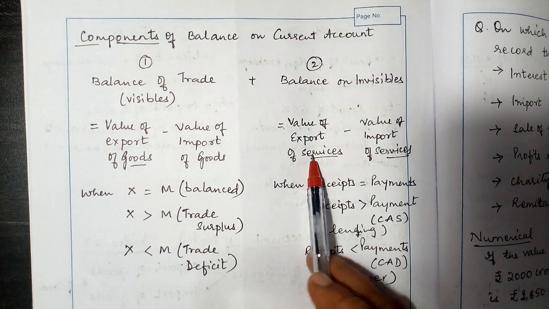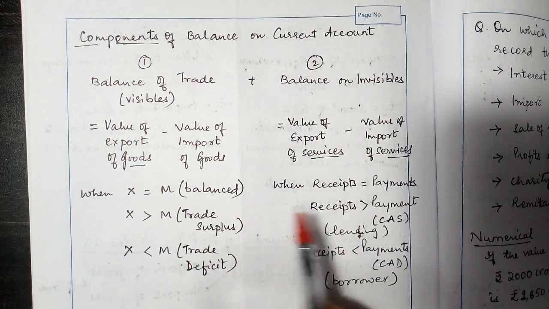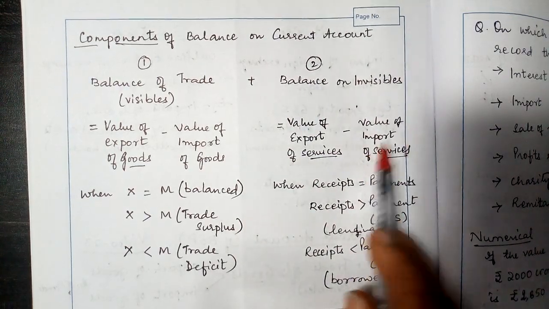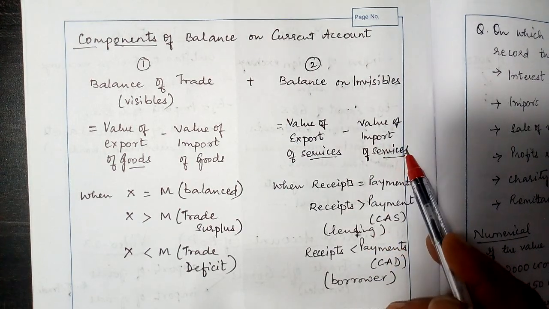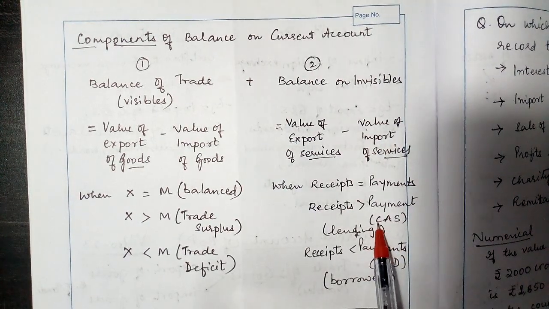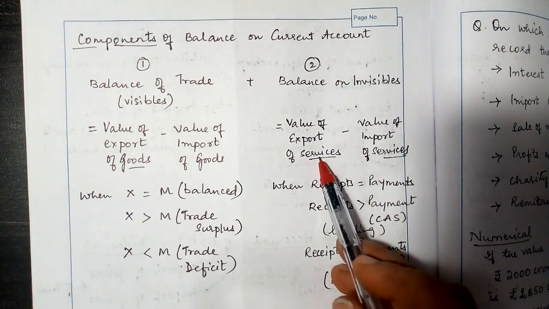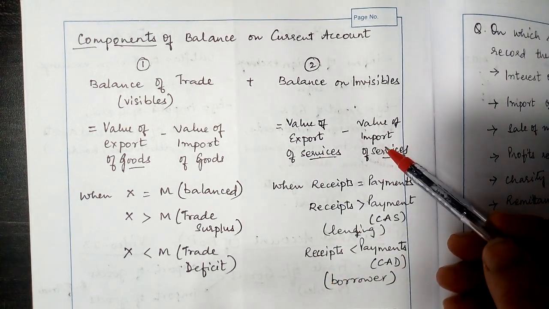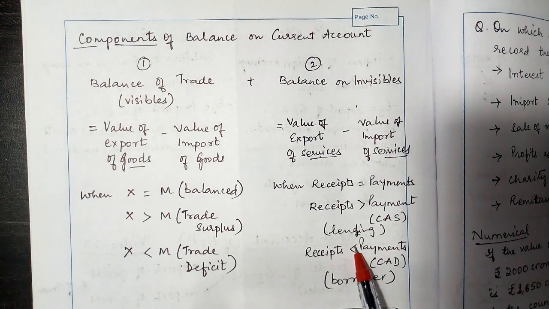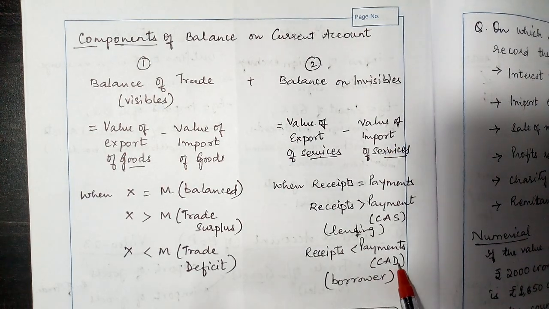On the other hand, when the value of export of services, that means the receipts. For export of services, we receive payments. So when the receipts are greater than payments, that means import of services, then it is said to be current account surplus. When the receipts are less than payments, then it is called current account deficit.